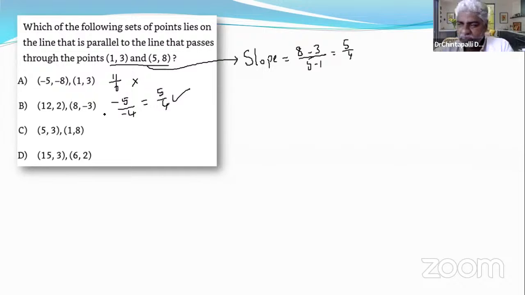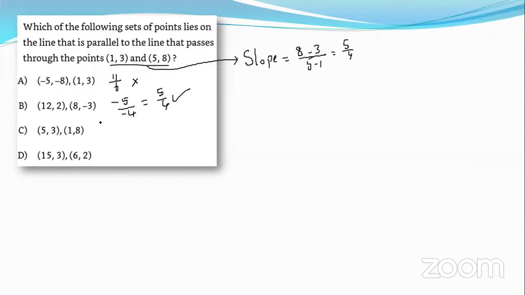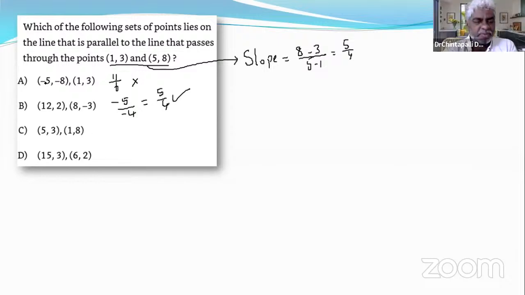In IITs, there are questions for which more than one option is correct. 8 minus 3 is 5. Okay, we need not check. Option B is correct only.